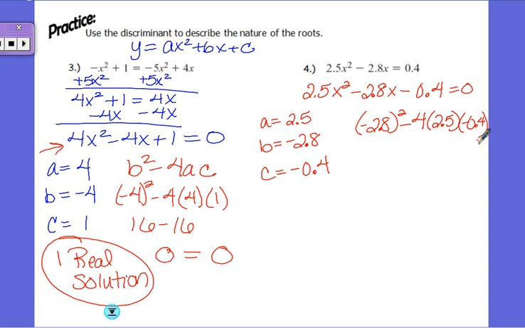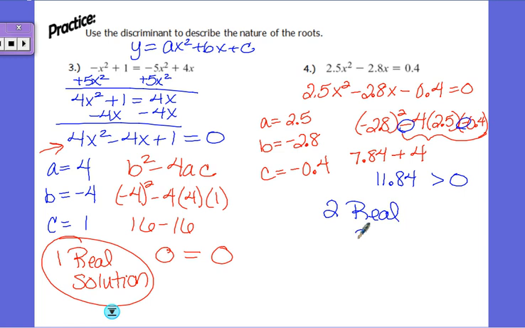You can go ahead and use your calculator to figure out your discriminant. Just make sure when you're squaring your negative 2.8, you put parentheses around negative 2.8. So 7.84 plus this should give you a 4. The reason it is a plus is, again, because you have two negatives. When we add those together, you're going to get 11.84, which again is bigger than 0. So we have two real solutions.